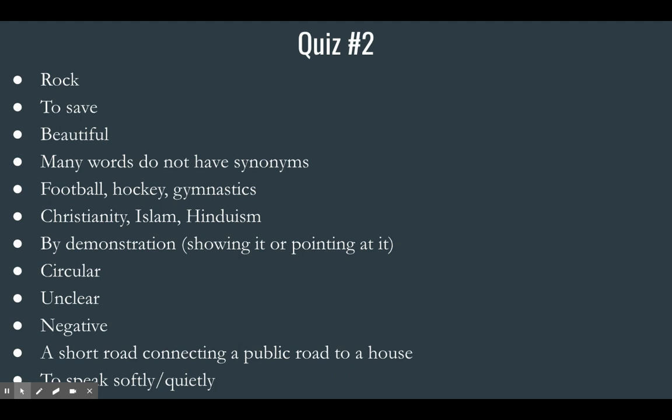Any other questions about your quiz? Jackson. You put beautifully? Because beautifully is an adverb. Yeah. Beautiful is an adjective, and so that would be fine. Beautifully is an adverb.